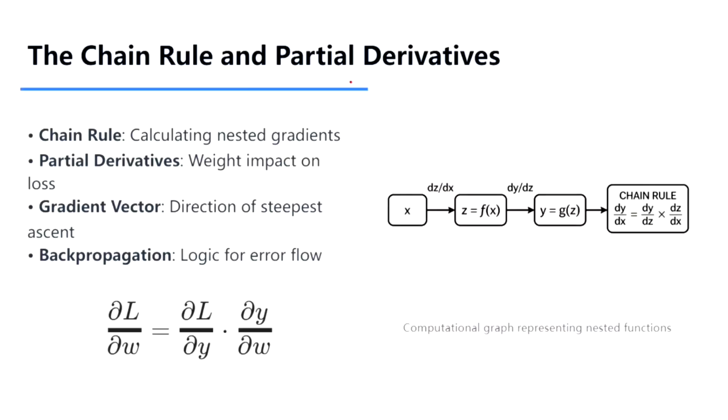By organizing these partial derivatives into a gradient vector, we determine the direction of steepest ascent. This logic is the foundation of backpropagation, which allows the model to learn from its mistakes. Next, we'll see this in action with a gradient descent simulation.